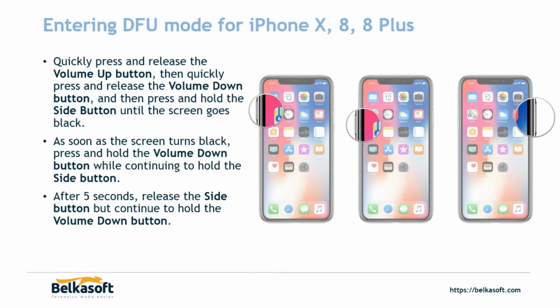To enter the DFU mode on iPhone X, 8 and 8 Plus, you will have to use three buttons: the volume up and volume down buttons on the left side of the phone and the side button on the right side. You quickly press and release the volume up button, then quickly press and release the volume down button, and then press and hold the side button until the screen goes black. As soon as the screen turns black, press and hold the volume down button while continuing to hold the side button. After 5 seconds, release the side button but continue to hold the volume down button. That's it. Later we will show you the process for all the listed iPhone models during the live demo.